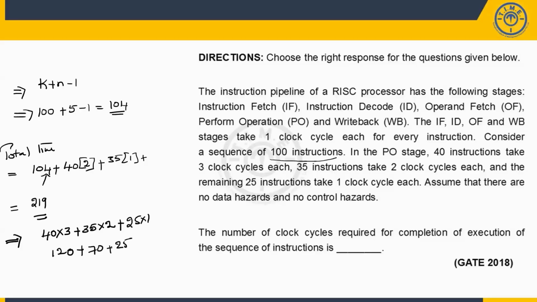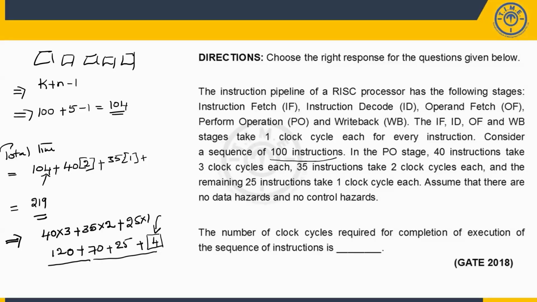Total 215. Plus, for the first 4 clock cycles, there won't be any output, right? Did you understand this or not? Total stages are 5: 1, 2, 3, 4, 5. First instruction takes anyhow 5 clock cycles. You also can calculate differently, but here you may get confused. This 4 factor may trigger a confusion. So in order to avoid that, we can directly go for k plus n minus 1 plus additional clock cycle requirement. Are we clear?